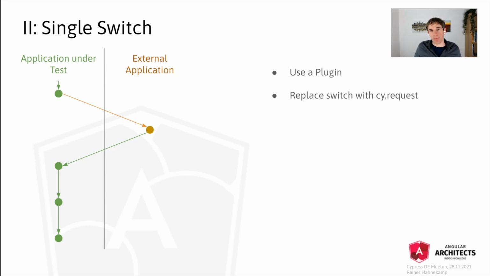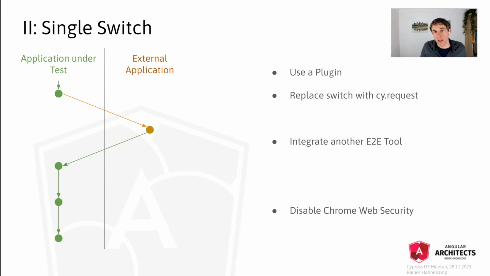If you don't find a plugin, and if it is for whatever reason not possible to use cy.request, then you are running out of options. And maybe it is time that you consider using another end-to-end tool like Playwright, or what is also possible, what I will also show just very quickly, because maybe that's not the best option, you can also disable the Chrome Web Security. When you're doing that, it will also work, but you have to be aware that you have just disabled the complete security feature of Chrome.